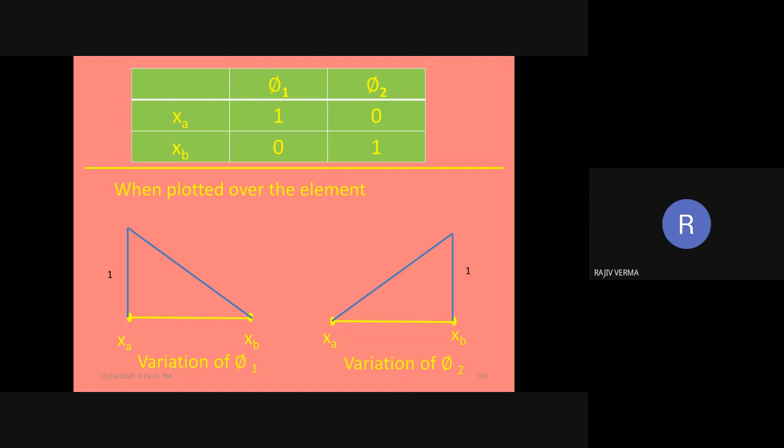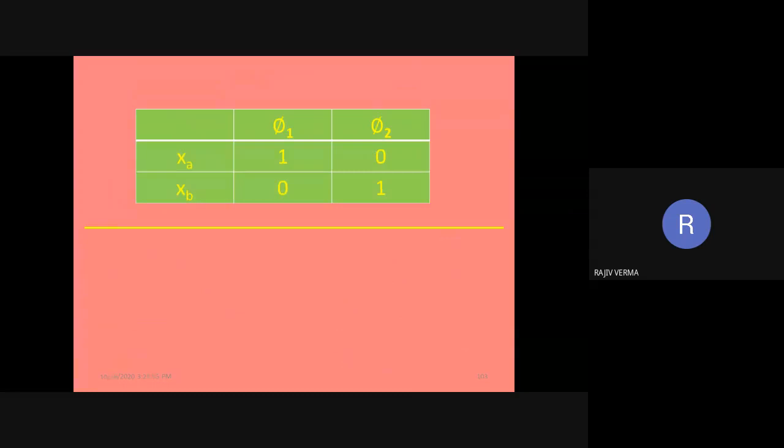Similarly, if we had a 3-noded element, a 3-noded element is going to be a quadratic element. We are going to have another shape function, phi3, which is going to be associated with node number 3, and so on. Note that the value of shape function is 1 at its own node and 0 at the other. This is one thing which we have already discussed.